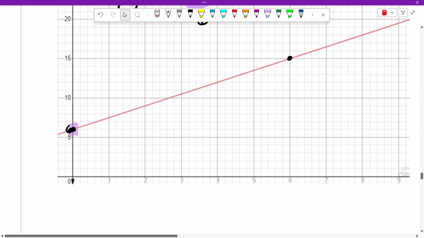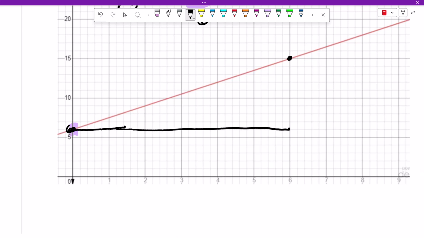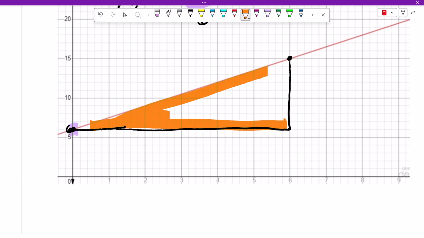For the bottom one, we stretch out this way. With this one, we drop down. I like to shade it in because it makes it nicer to see the triangle, but you don't have to shade it in. And I'll shade it in. All right? So we need to figure out how long our two lines are.